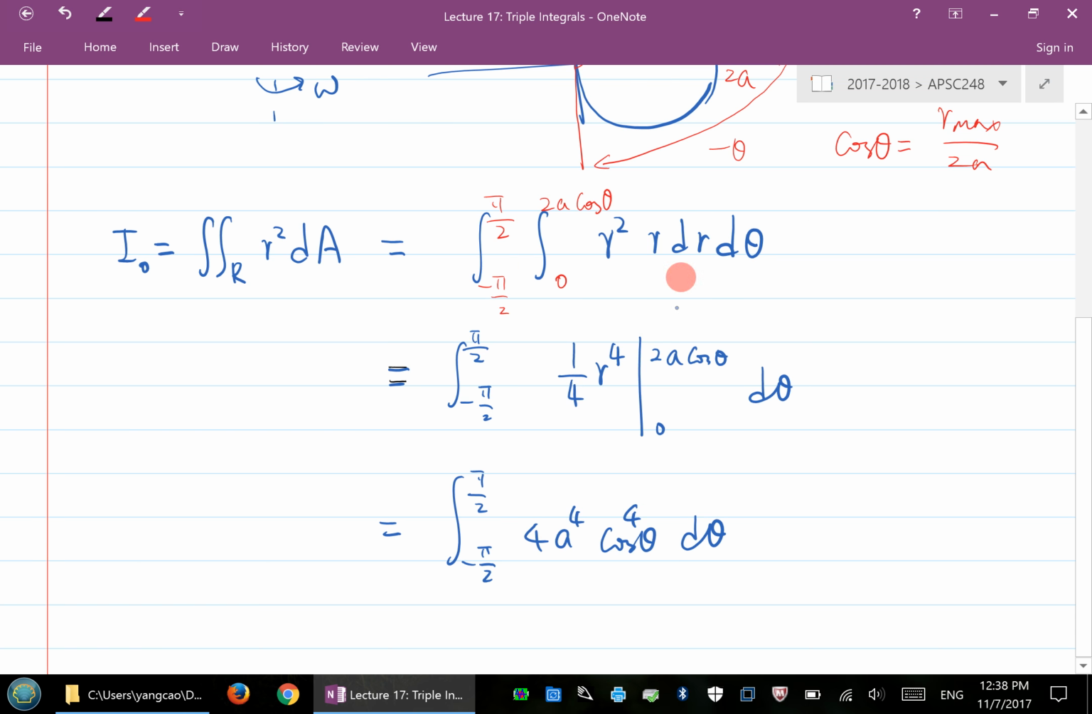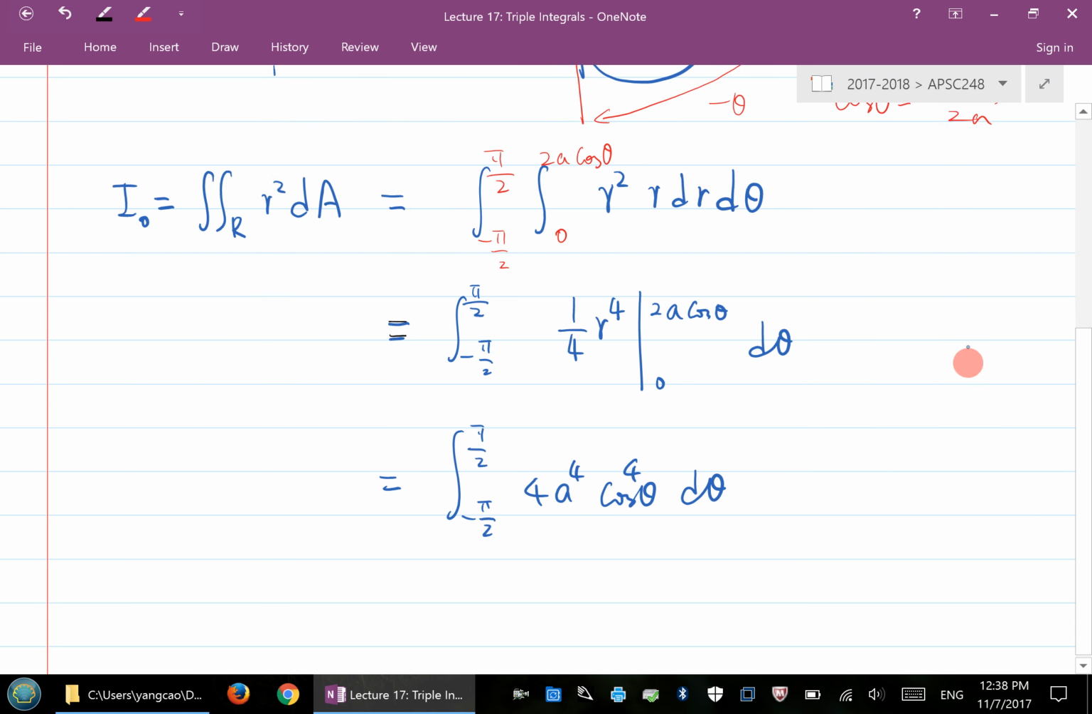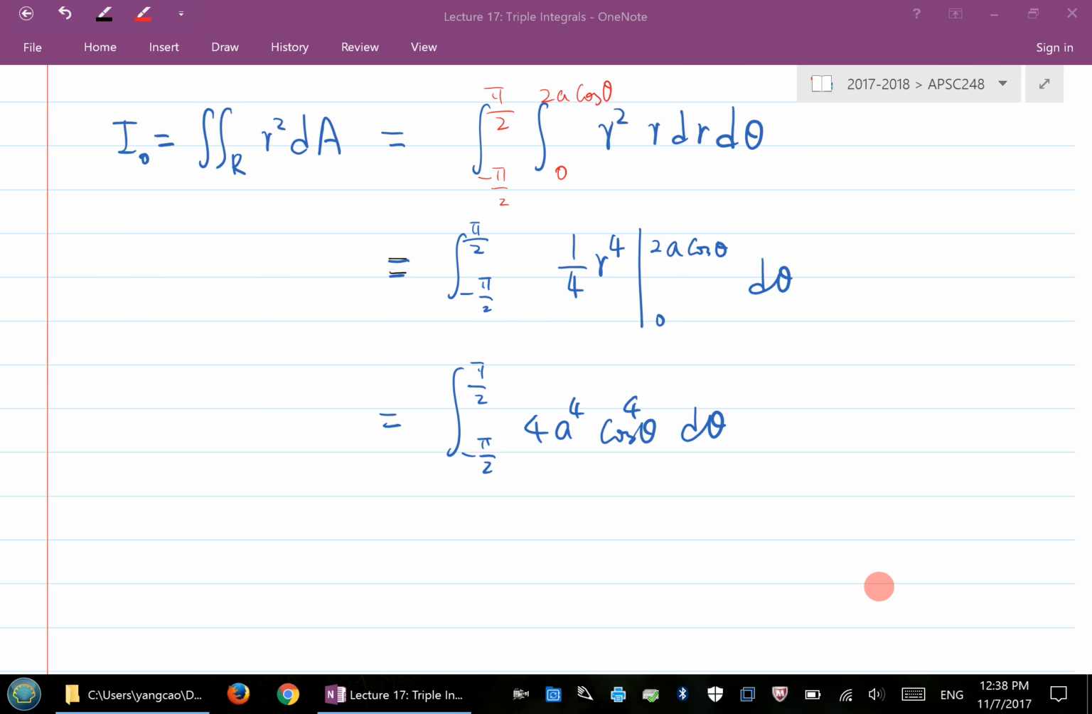Okay, the inside integral here, you get this. And then you integrate with the outer variable, which is theta. Now this one is not a very easy integral to do. I'm going to skip this integral here. So there are two methods to tackle this one. One method here, I want you to take a look at, try it yourself if you want, but otherwise you can take a look at the lecture notes.